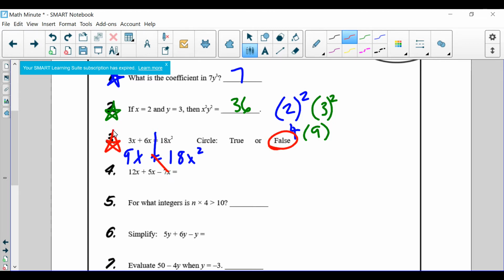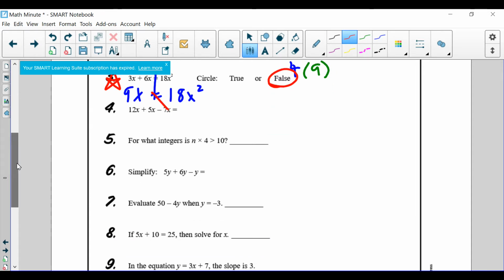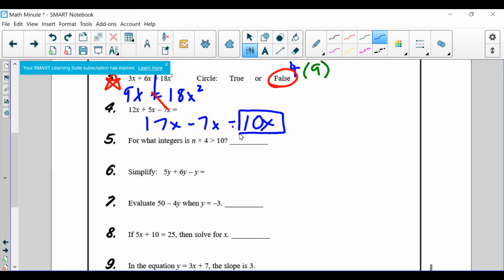All right, continuing on, we've got another combining like terms problem. Think of the x's as xylophones. 12 xylophones plus 5 xylophones, that is 17 xylophones, minus 7 xylophones. What's that equal to? 17x minus 7x, that is 10x, or 10 xylophones like we were talking about earlier.